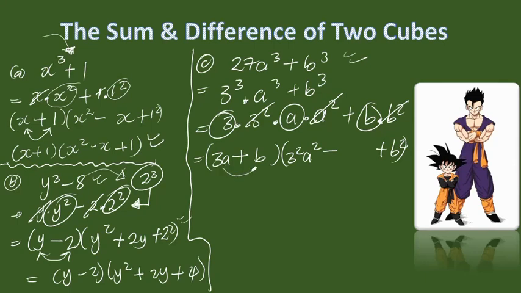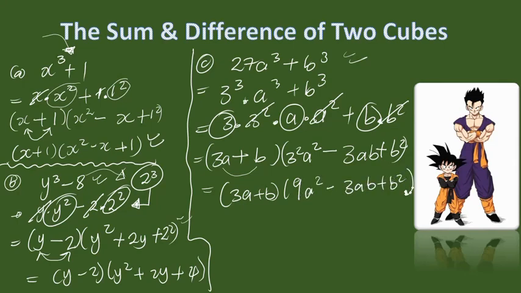We need a term in between now. We multiply these two together. You're going to have 3ab. And then we simplify these things further. I have 3a plus b. What is 3 squared? That is 9a squared minus 3ab plus b squared. See how nice is that?